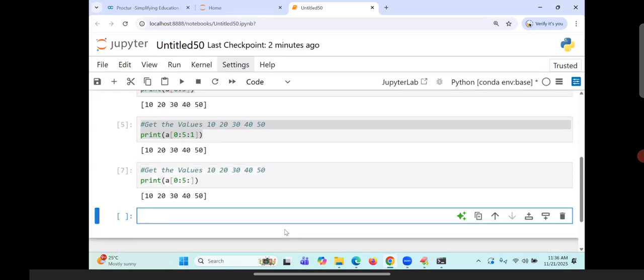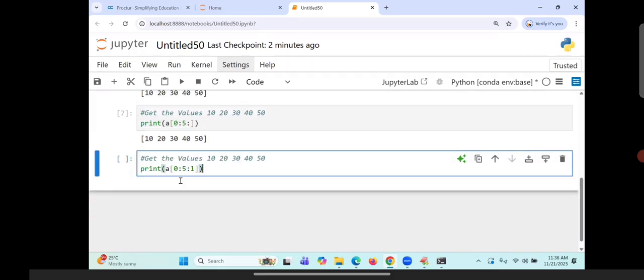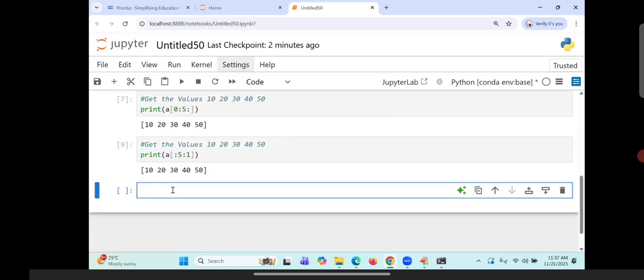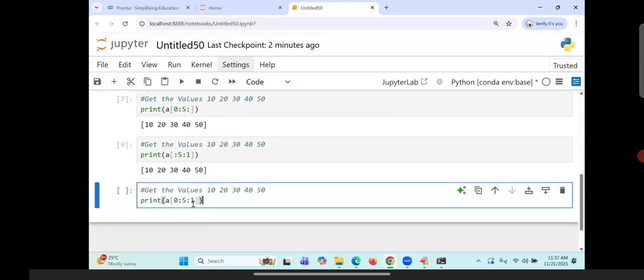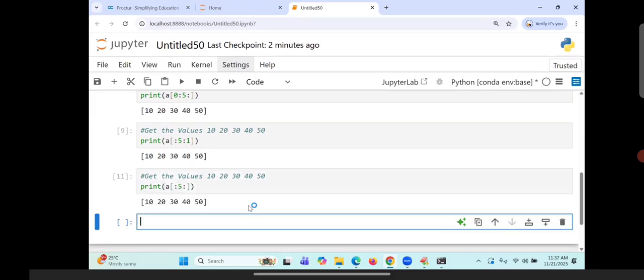If you don't understand clearly, you will have a lot of difficulty later, and I am not responsible. One more way to write is: 0 I am not writing, colon 5 colon 1 I am writing. It also gives you the same. Simply colon 5 simply colon also gives you the same. See how many ways there are.